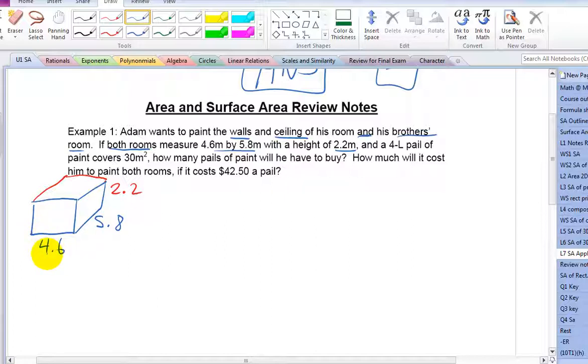Okay. So we need to find the surface area of one room and then double it. Okay. So find the surface area of one room. Now what aren't you going to find? I'll read it to you again. Adam wants to paint the walls and ceiling. Anna? That's right. I think his parents would freak out on him if he painted his carpet. So don't paint it. Please find that surface area right now. Go.